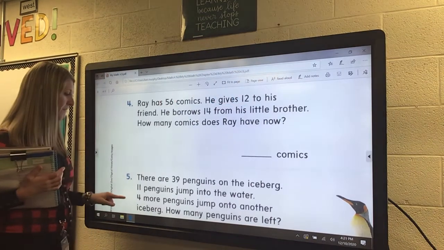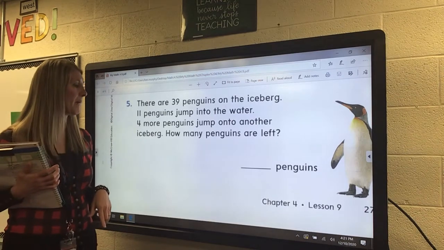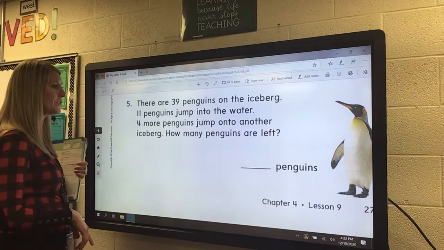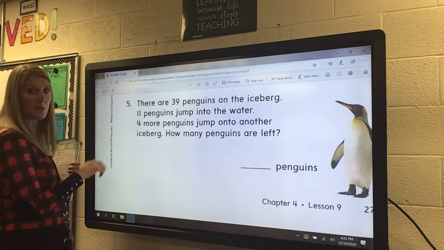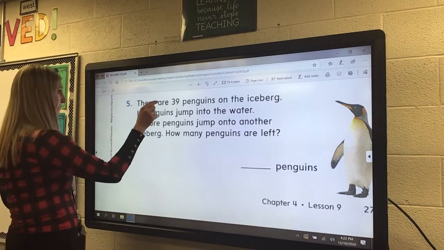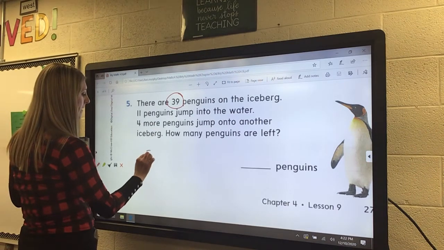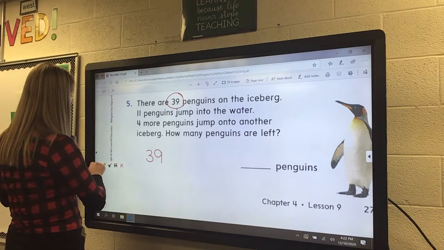And the last one, number 5. There are 39 penguins on the iceberg. 11 penguins jump into the water. 4 more penguins jump onto another iceberg. How many penguins are left? So we're starting with 39 penguins. So I'm gonna circle 39, and I'm gonna write it right here. Oops, that was a little big. 39, and this is gonna be my first step.